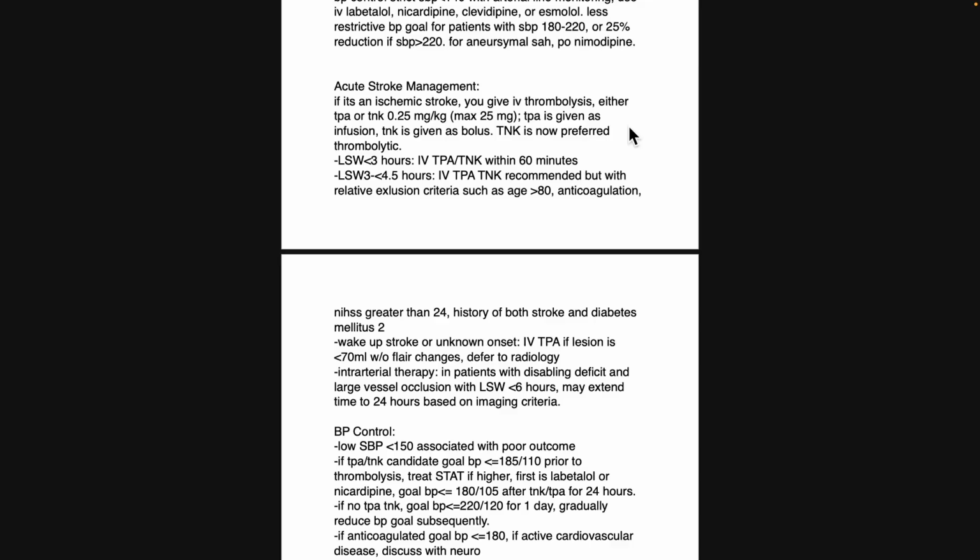If they have a wake-up stroke or unknown onset. So what is a wake-up stroke? Wake-up stroke is basically the patient wakes up and is exhibiting symptoms of a stroke. In this case, you basically want to assume that their last seen was before they slept. In that case, you want to give IV TPA if the lesion is less than 70 milliliters without FLAIR changes. So go ahead and ask your radiologist about this.